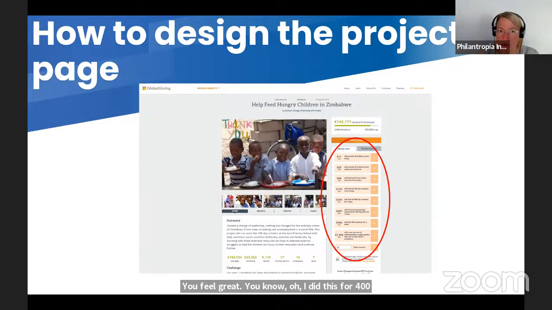You have a positive emotion. That's what you want to achieve. So this section really gives you the opportunity to make the project come alive in the minds of your potential donors, and to make sure that they understand what their money will do. And the better you can do that, the more donations you will get. And people will also donate higher.